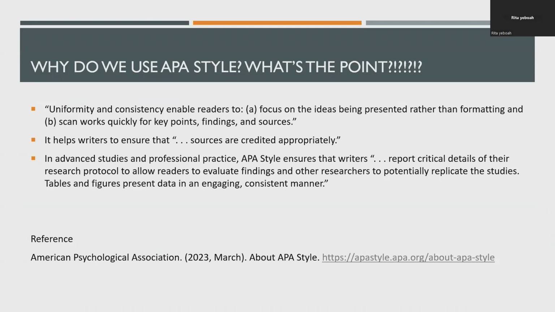So first of all, why do we even use APA? There are other types of citation styles or writing styles as well. Many people are familiar with MLA, which is run by the Modern Language Association. APA is the American Psychological Association. Harvard has their own citation style. The Associated Press, I believe, has a citation style. So there are a bunch of different styles that you can write in.